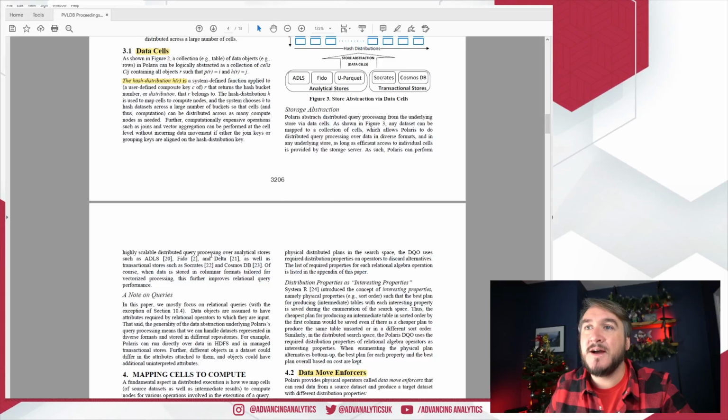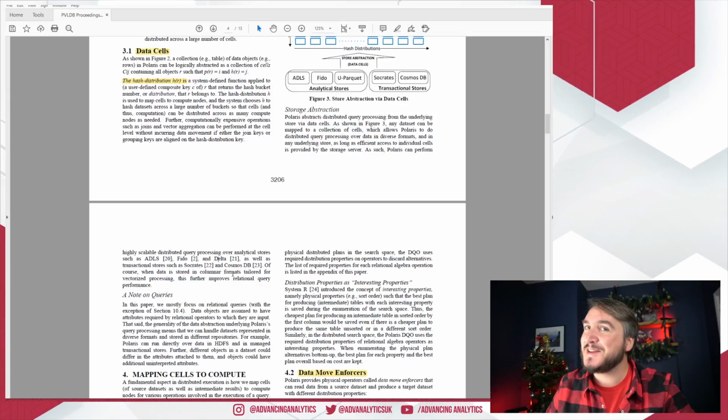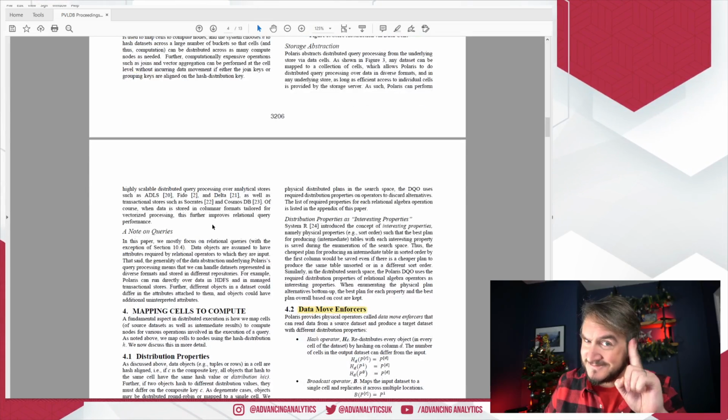They pull out certain things. They pull out kind of to do with ADLS, Fido, Delta. It's interesting to pull out Delta because it's not supported in Synapse yet, but we'll see.